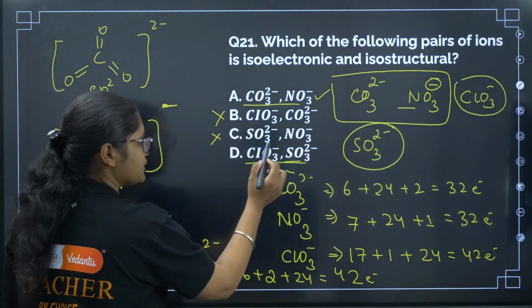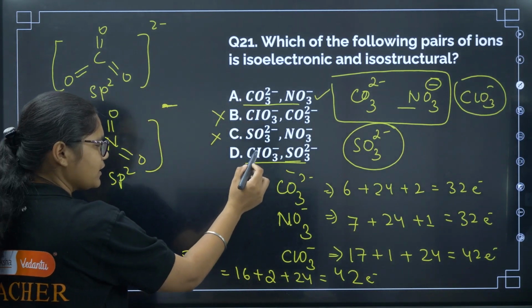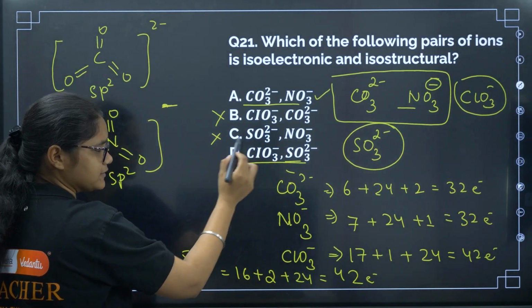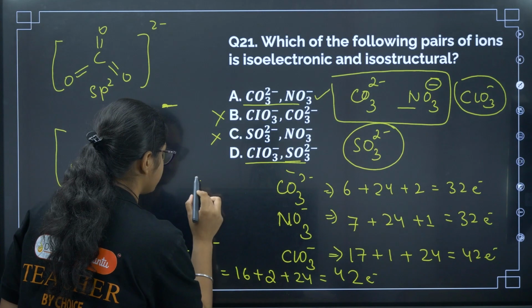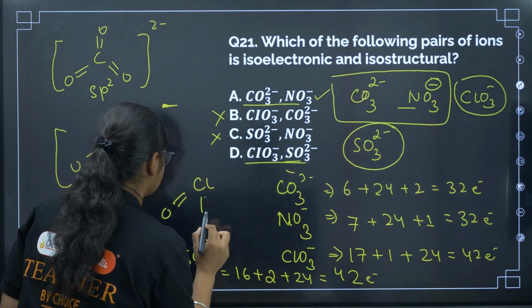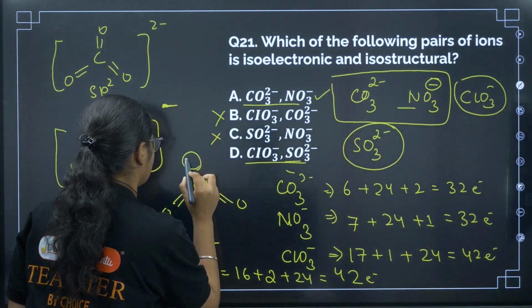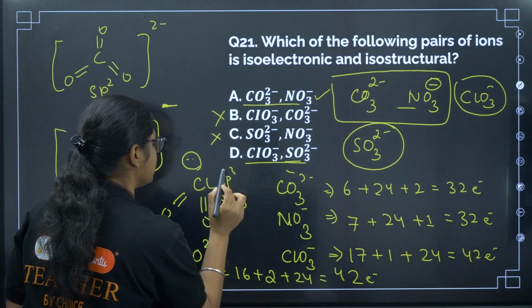So 8 electrons are there, and we have 7 valence electrons plus 1, that is 8 valence electrons, and we have 3 oxygen. So we can draw the structure like this. This will be the structure here. Okay, so this is sp3 hybridization.